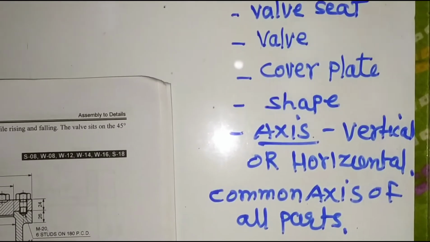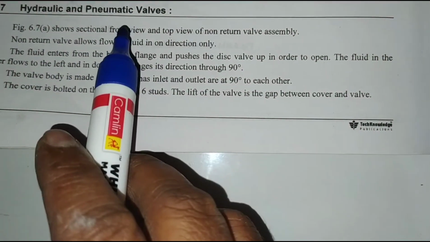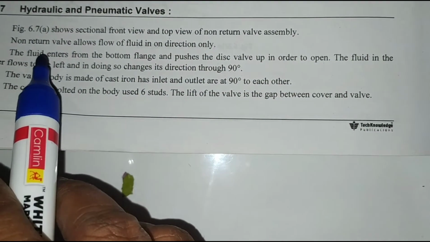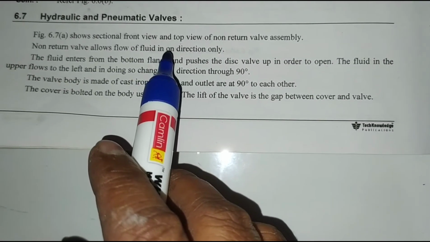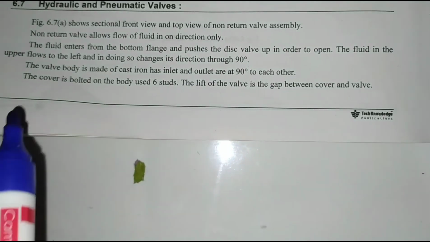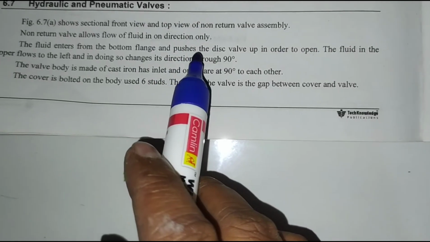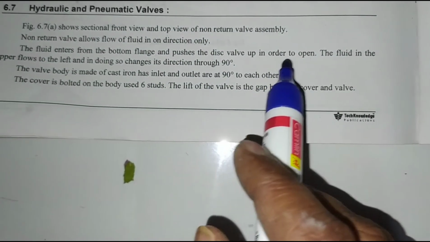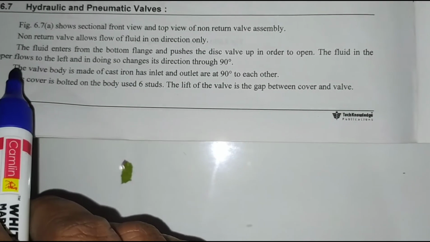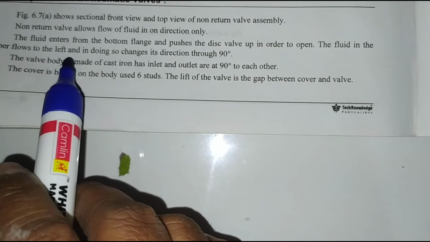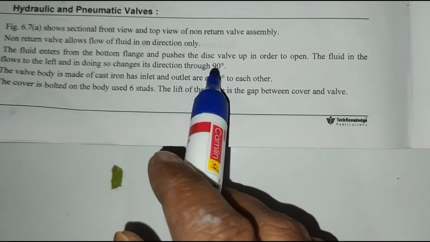Now let us understand the hydraulic and pneumatic valves. A non-return valve allows flow of fluid in one direction only. The fluid enters from the bottom flange and pushes the disc valve up in order to open. The fluid in the upper part flows to the left or right, and in doing so changes its direction through 90 degrees.